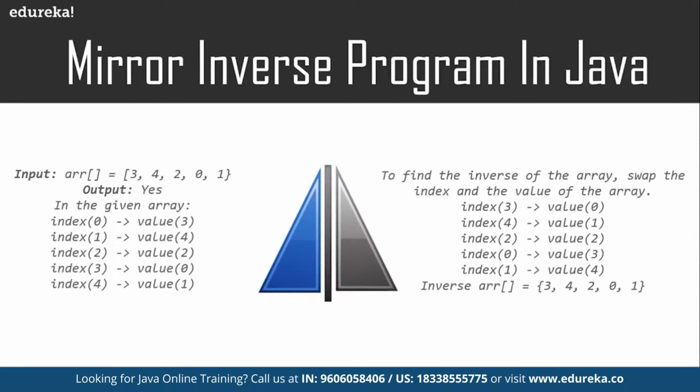At index 4, what is the value? 0, 1, 2, 3, 4. At index 4, it is 1. At index 3, it is 0. So the index and the value should be the same. Like if you inverse it, it should be the same. Only then it will say it is true. For example, you can see index 3 has 0, index 4 has 1, the same thing, right?